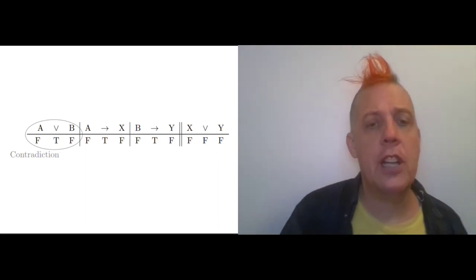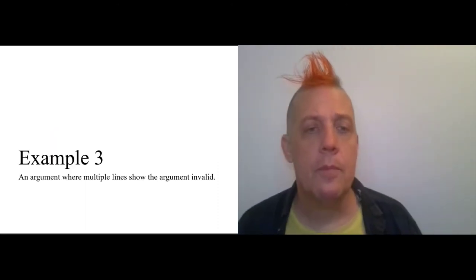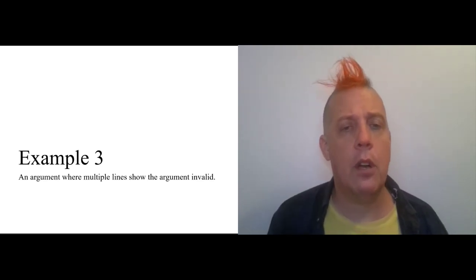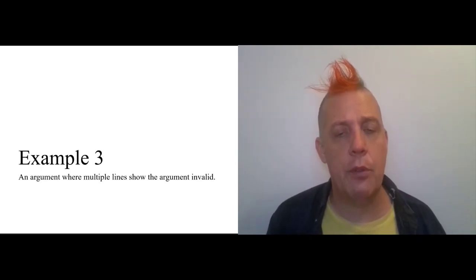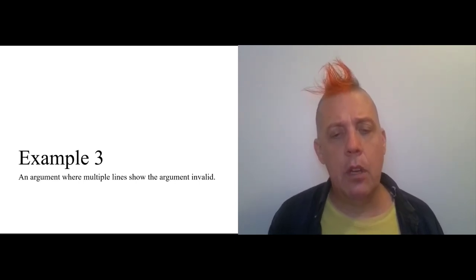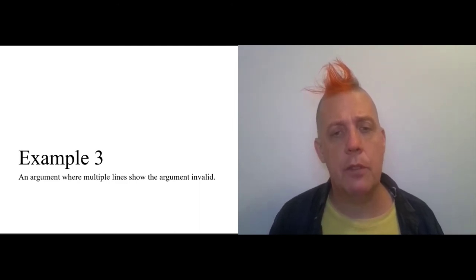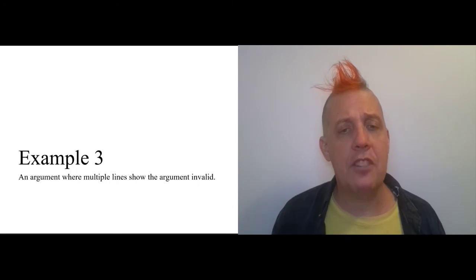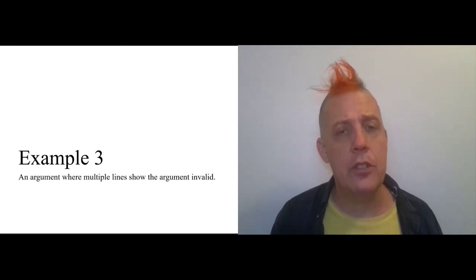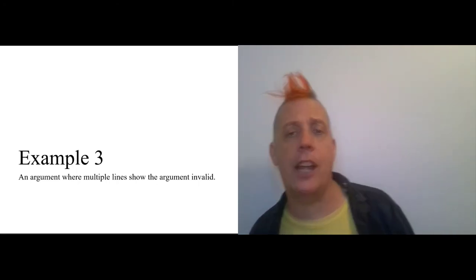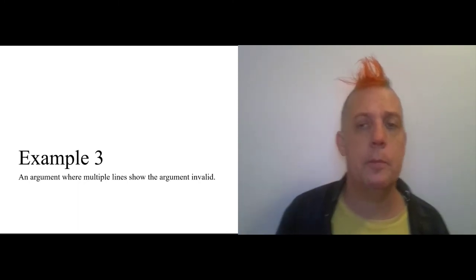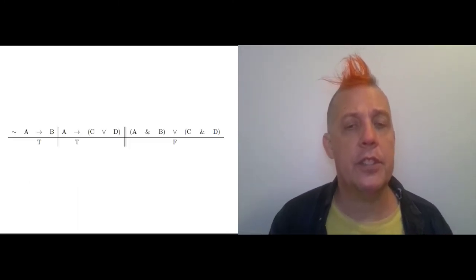All right, there's a third kind of case you have to deal with. This is a situation where there are multiple lines that show the argument invalid. So we can come up with a line where the premises are true and the conclusion false. But there are actually going to be multiple ways we can do it because there are multiple lines that show the argument invalid. So take a look at this.